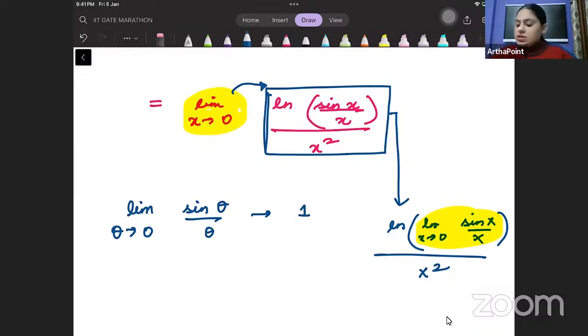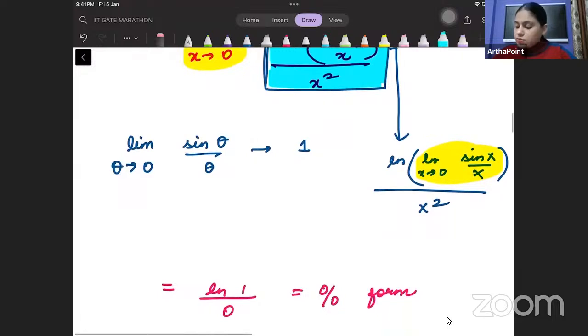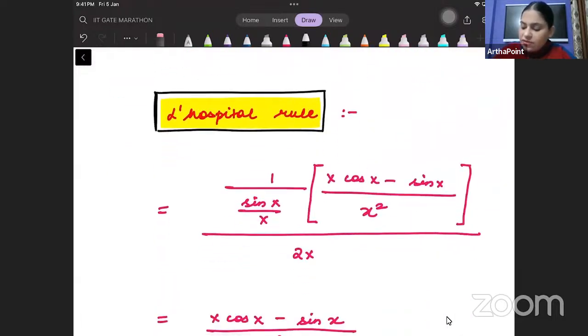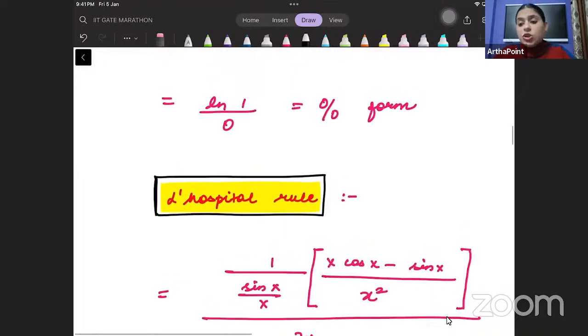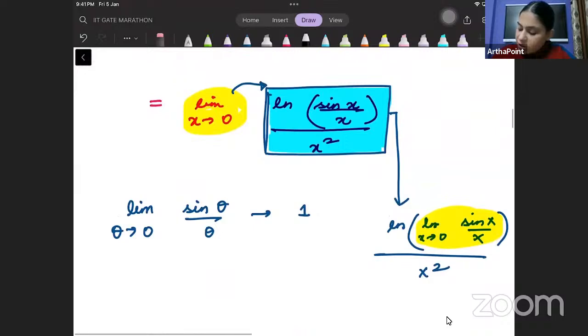Since I am getting a 0 by 0 form, what should I be doing? I should be using the L'Hopital rule. That is exactly what I'm going to do. But what do we do in L'Hopital, how do we use it? You will differentiate the numerator and denominator separately. So we differentiated the numerator separately and the denominator separately.